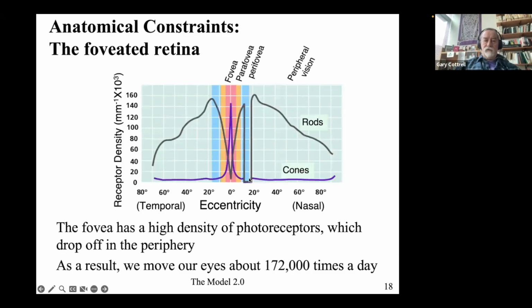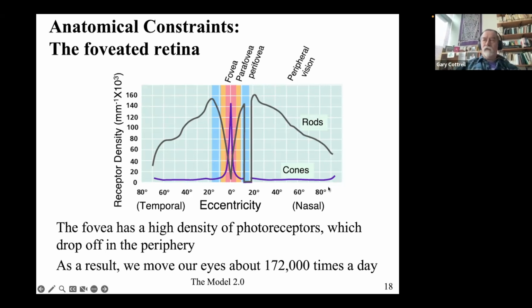So here's the first anatomical constraint. In your fovea, in about 1 degree of visual angle, it's packed solid with cones, and then the cones drop off radically outside of the fovea, and we get a lot of rods at that point. And the density of rods goes down linearly with eccentricity.